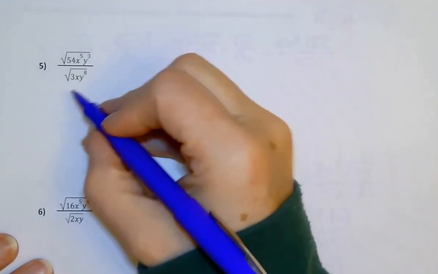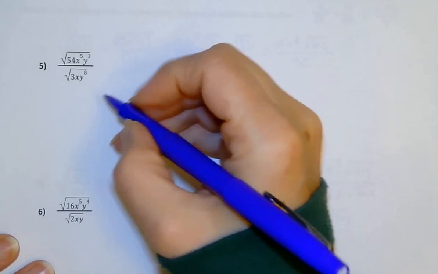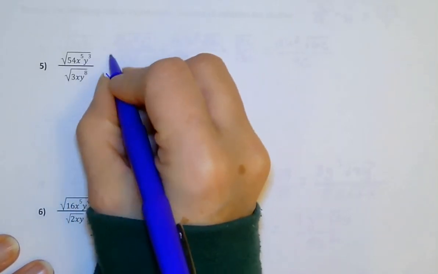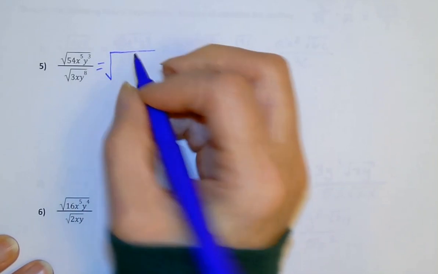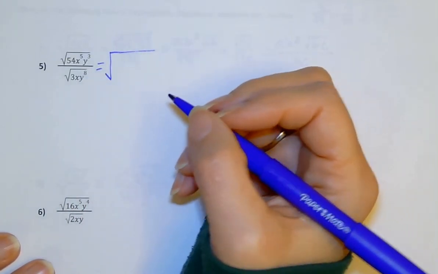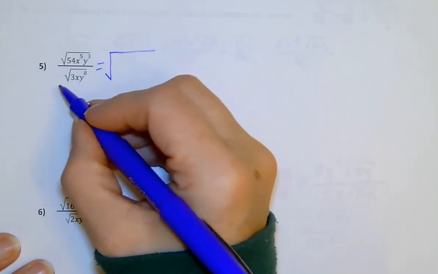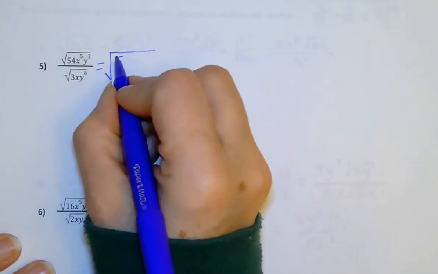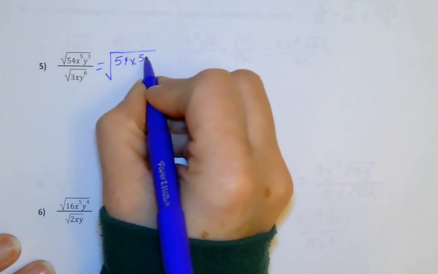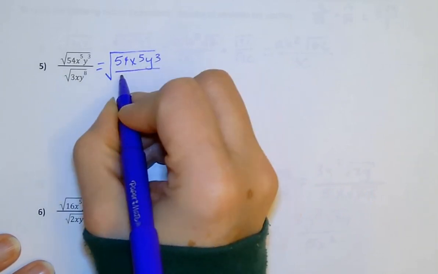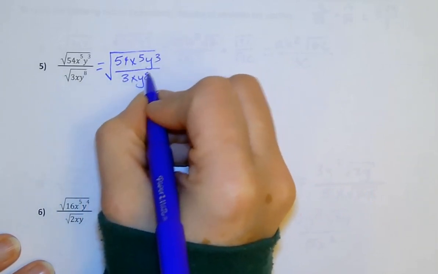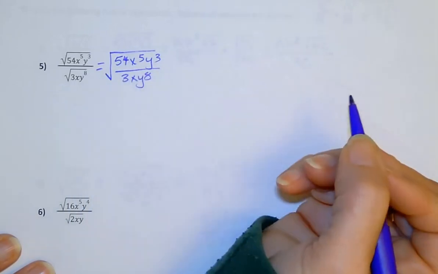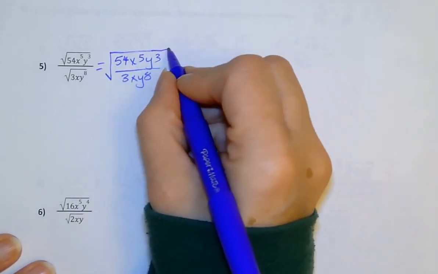Okay, here I think I will also put this all under the same radical. Of course, this is not the only way to do it, right? If you want to break up your whole numerator and your whole denominator and then simplify, you can do it that way also. I'm going to say this is 54x to the 5th y to the 3rd, all over 3x y to the 8th. So I'm going to simplify my radicand right now.